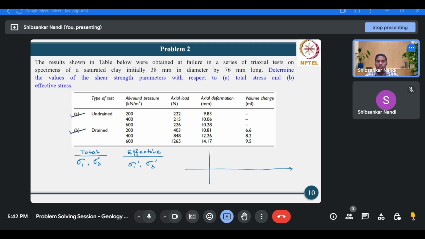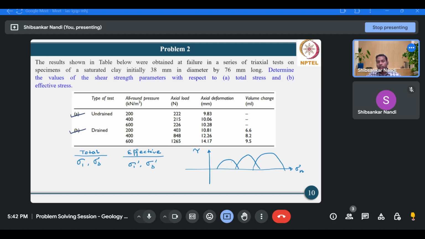So for these three test data, this is your tau, this is your sigma axis. For each type of test, we'll try to plot the data, and by plotting I mean we'll draw a Mohr circle for each of these data sets. Okay, so sigma 1 and sigma 3 are known, so you can easily plot the corresponding Mohr circle in the shear stress versus normal stress plot. So you will be getting three such Mohr circles for three tests.